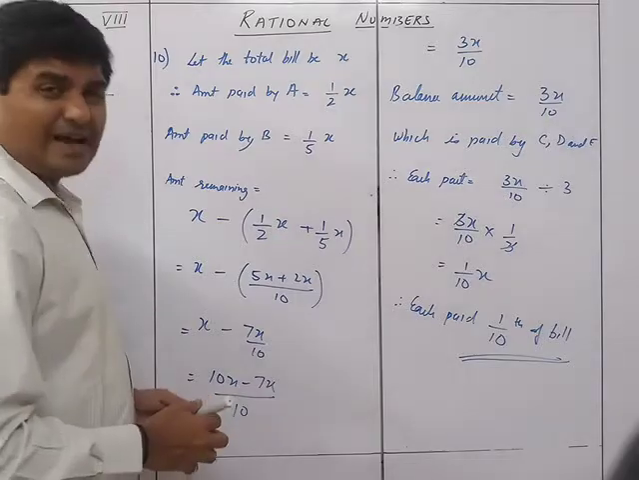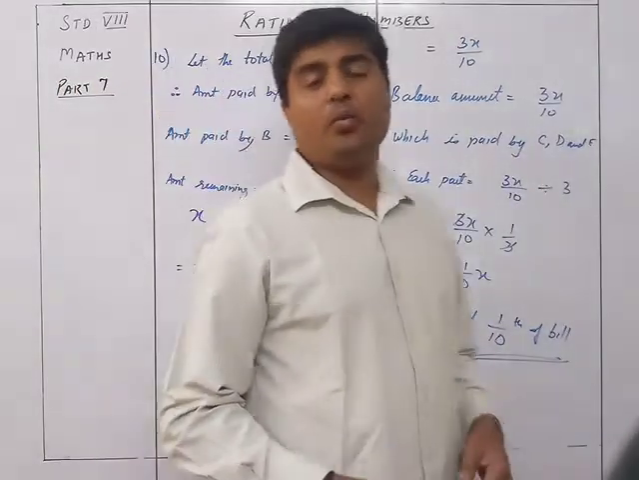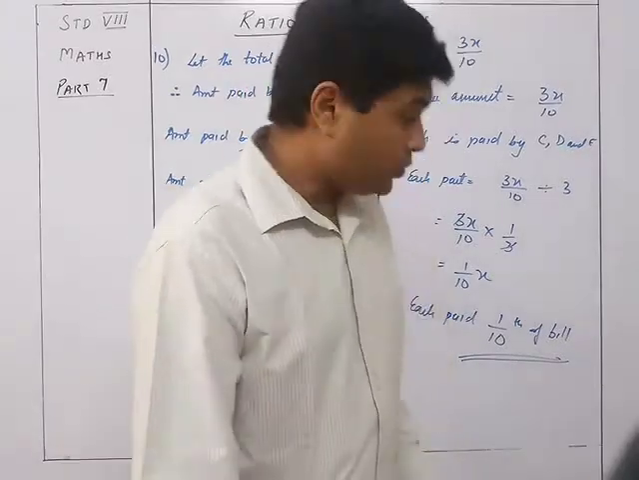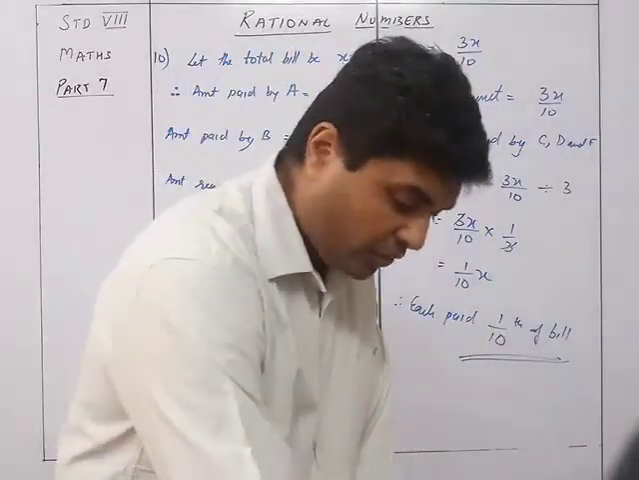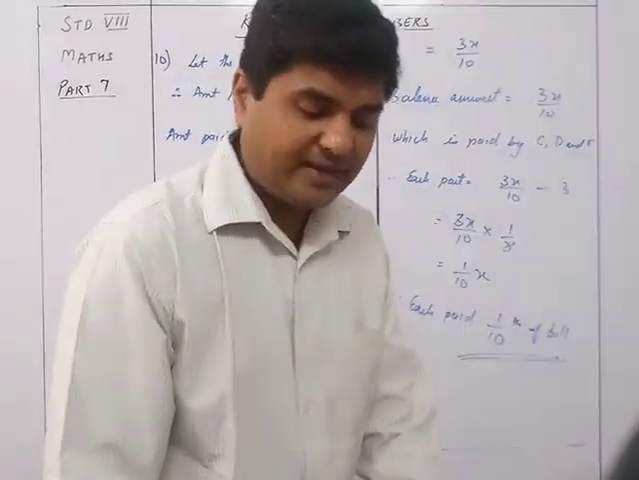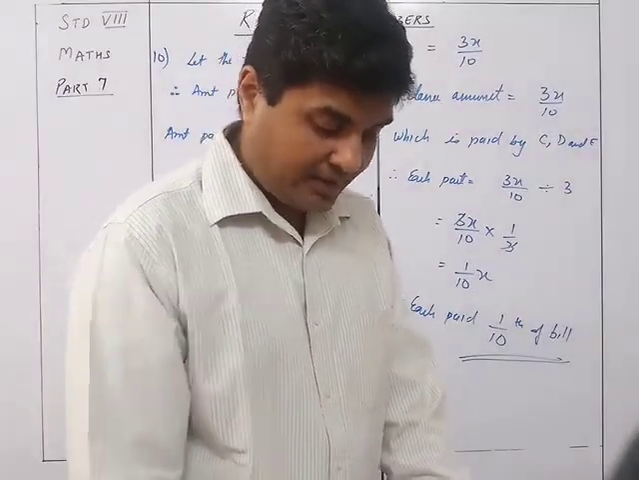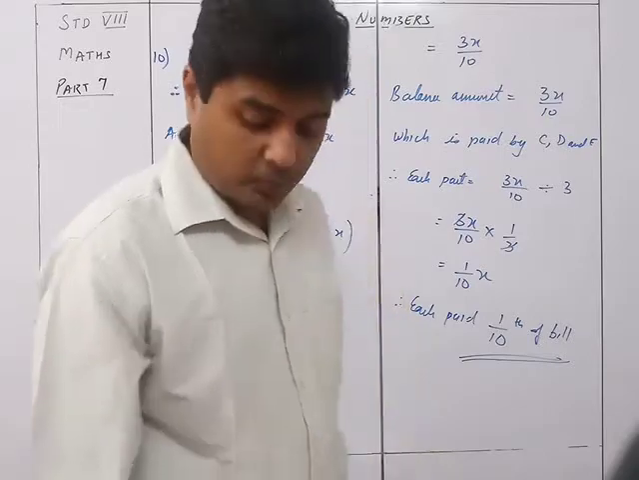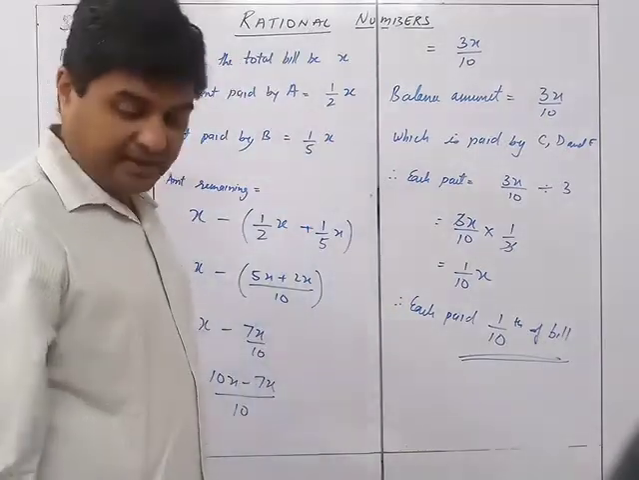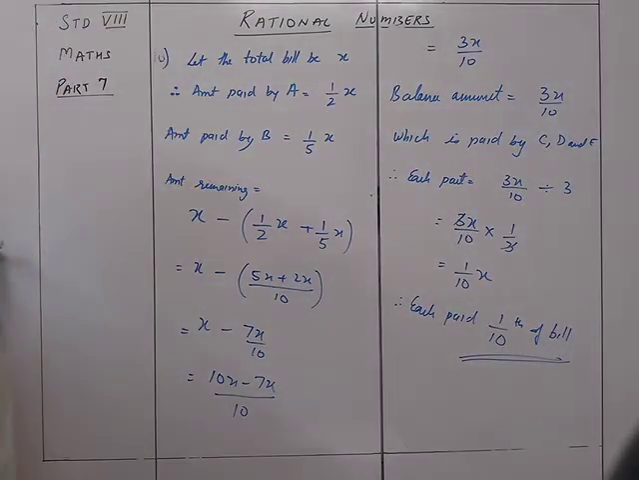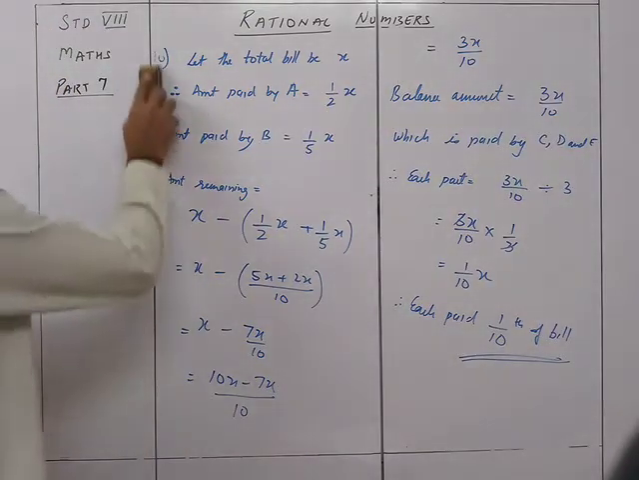So that's the answer, that each and every one paid 1/10 of the total bill value, because that is what we are getting as the answer for the division of 3X upon 10 divided by 3. So 3 gets cancelled. It is 1/10 of the total bill that is paid by C, D and E. That was sum number 10. We now move on to sum number 11.